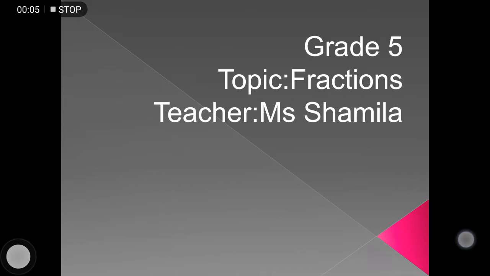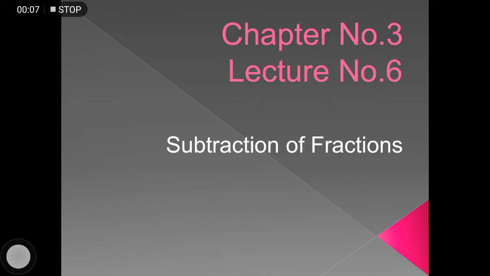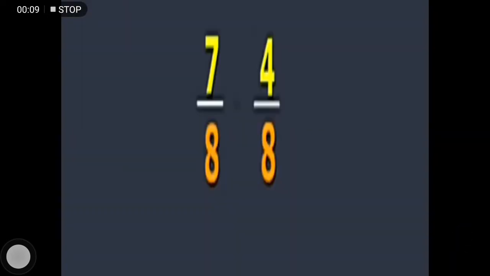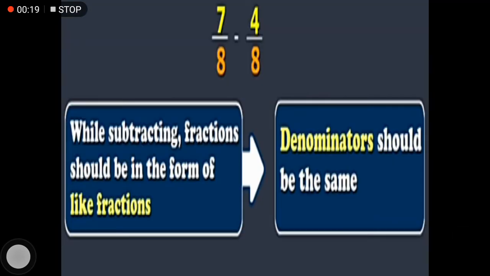This is your teacher Shamila with the topic of subtraction of fractions. Now there are two fractions right in front of you. The first one is 7 over 8 and the second one is 4 over 8. Now by looking at the denominators, you can clearly see that the fractions are like.